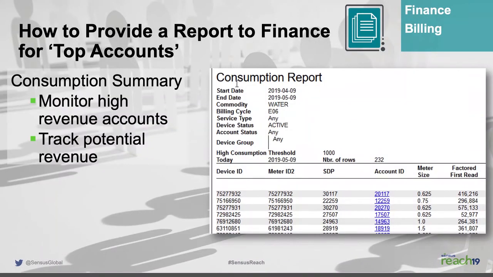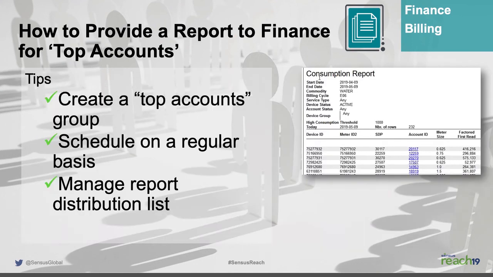So then your finance department finds out that you have all this AMI data, and they say, hey, can you help us out? We need to understand what our potential revenue is going to be on each billing cycle. And you say, yes, we actually can do that. So we have the consumption report in Report Access, and this can be used for so many different purposes. But in this case, you can create a device group that has all of your top accounts, right? That finance says we need to track all of these. And so it could be your top 50, your top 100.